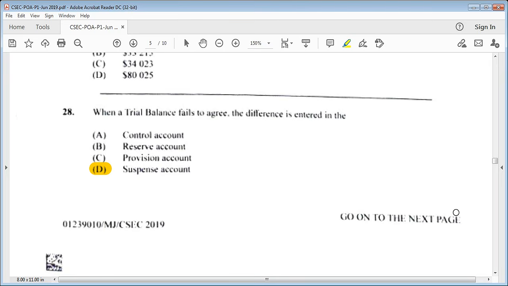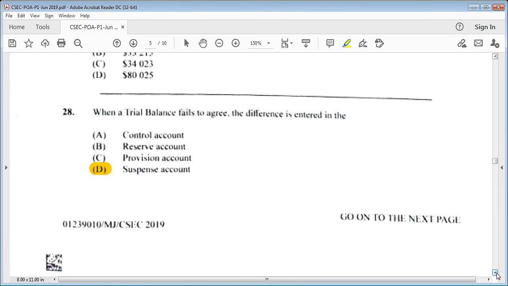The reserve account, we know, is what is being transferred. The transfer of apportioned profits to accounts for use in future years. So that could not be. And the provision account, as we know, that would be owed to. So the suspense account is an account in which you can enter the amount equal to the difference in the trial balance. So that would be our answer.